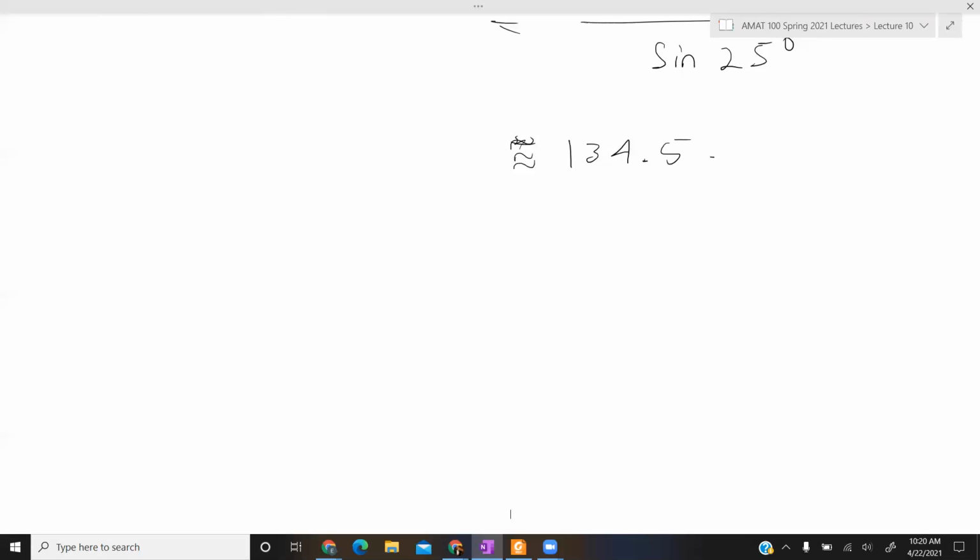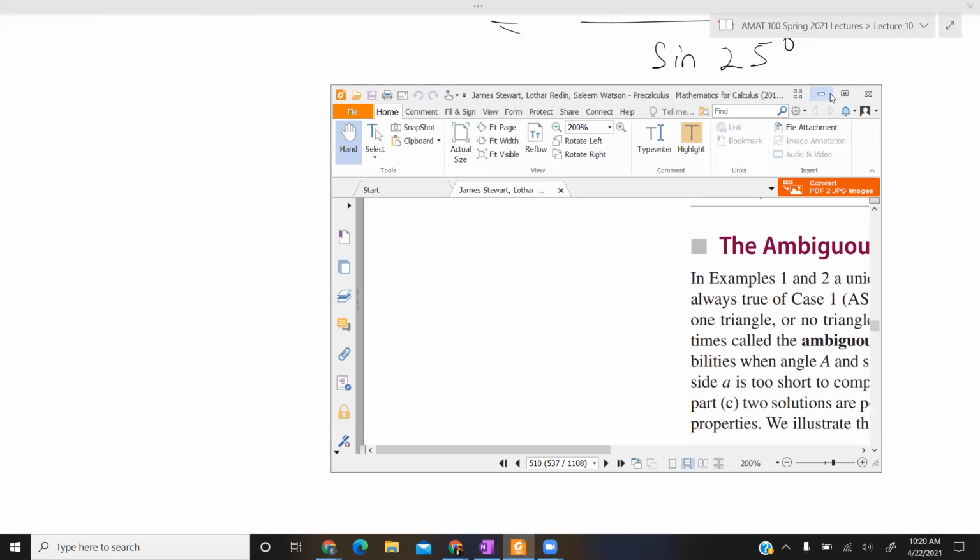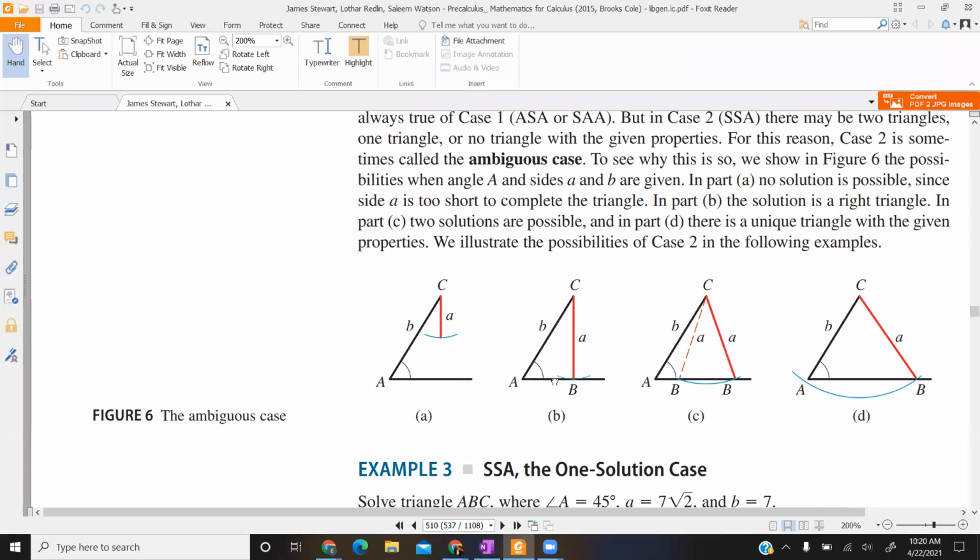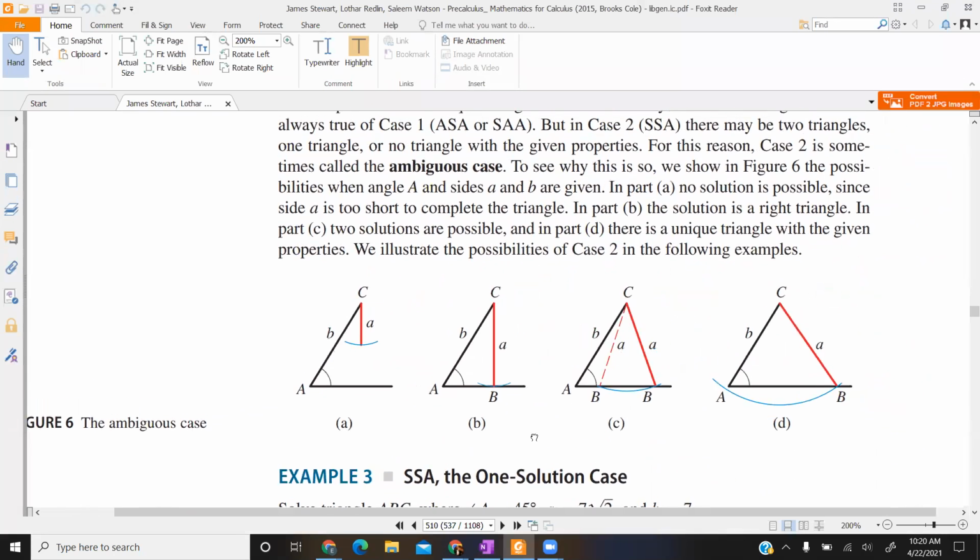The ambiguity will come about in determining the other angle. When you solve for the angle, you could possibly have two values, and you basically have to rule out why one of them is not possible. So let me show you this picture to illustrate that. This is the ambiguous case.